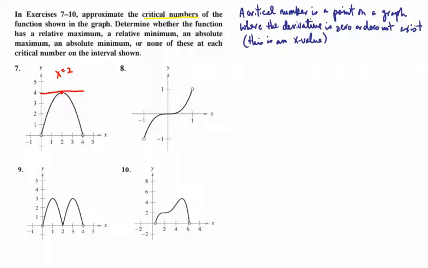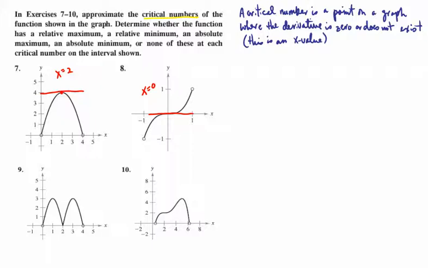Now, in number 8, we have a special case here, which is very important. We definitely have a horizontal tangent at x equals 0. So x equals 0 is a critical number. However, notice that there is no maximum or minimum there. At x equals 0, the graph is not higher or lower than the points both to the left and to the right of it. It's higher than the points to the left, but it's lower than the points to the right. So it doesn't qualify as a maximum.